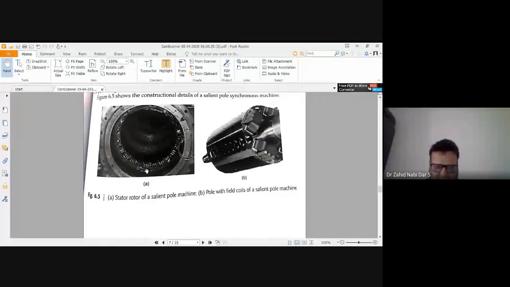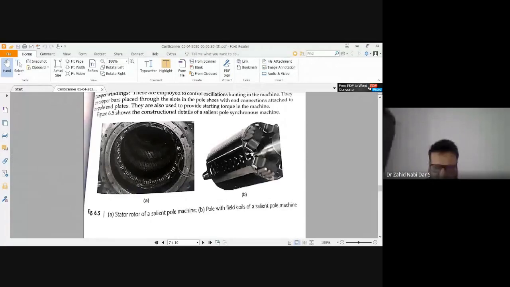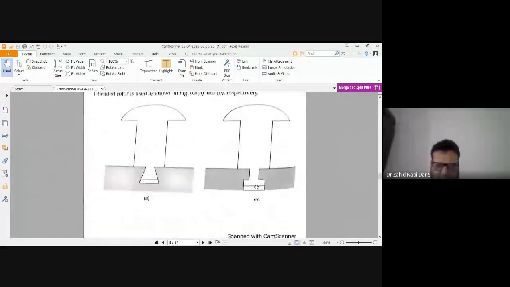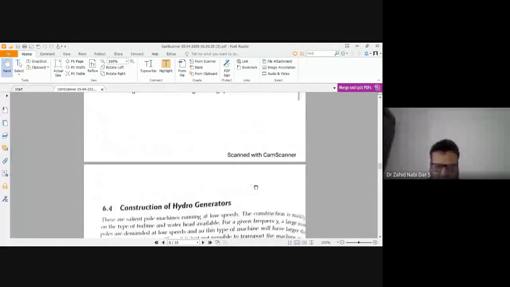This has poles that are coming out. See here also, it's a little bit protruding. You can see these are coming out, protruding everywhere. Basically, it's a four pole machine. You have one, two, three, four. So two pairs of poles, north and south. This is one pair, this is another pair. So you have protruding poles, and this is used for a low speed machine.